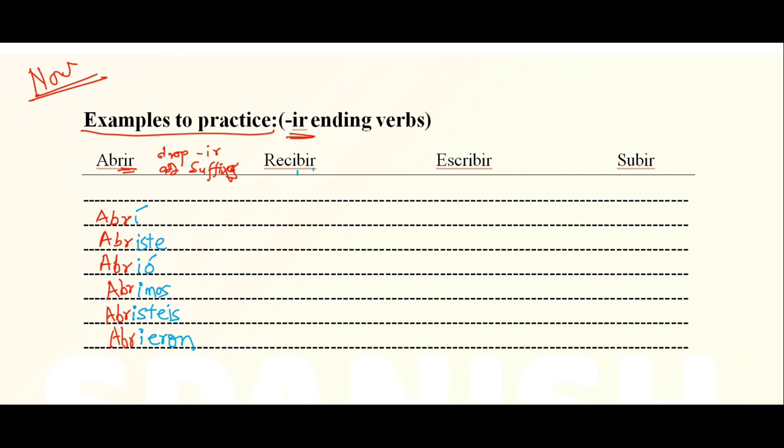Second verb is recibir, to receive. IR ending verb, drop it and add suffixes. Root word is recib. Six times we'll write it. Recib, recib, recib. Six times. Recib, recib. Suffixes é, iste, ió, imos, isteis, ieron. It becomes recibí, recibiste, recibió, recibimos, recibisteis, recibieron.